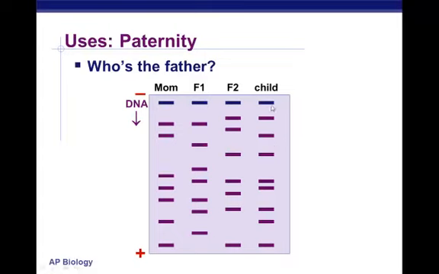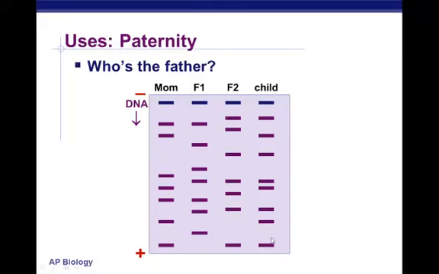In this case, all the people have this band. But if you see a band in the child's lane, it either has to come from mom or come from dad. In this case, here's a band that the child has that shares in common with this dad. Here's a band in the child's lane that came from mom. Here's a band that came from dad. Here's a band that came from dad. This one came from mom.